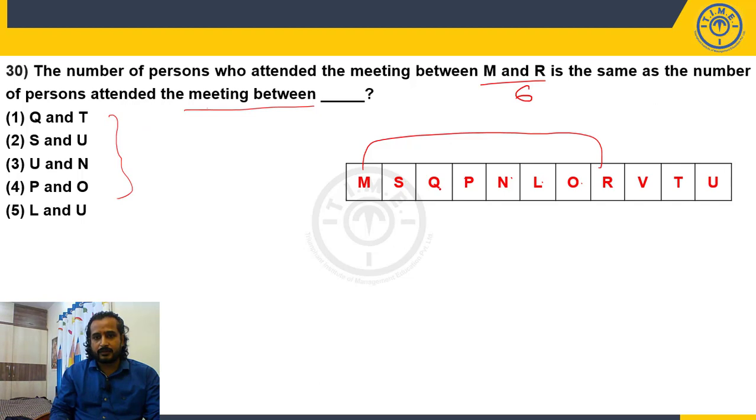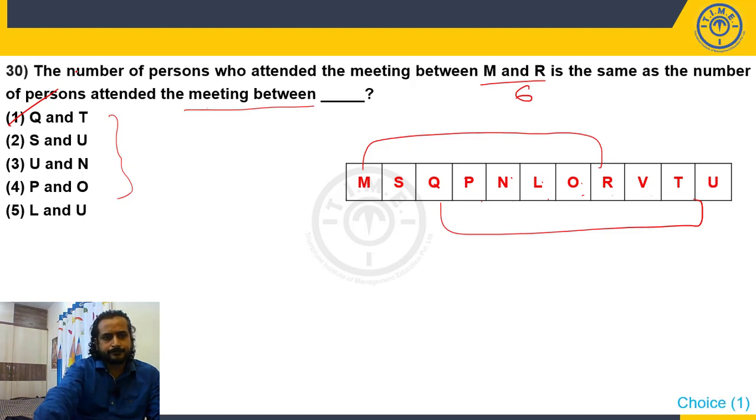Between Q and T, how many are there? 1, 2, 3, 4, 5, 6. Perfectly matching. So choice 1 is my answer. No need to read the remaining options because there is no option like more than one of the above. So choice 1 is my answer.